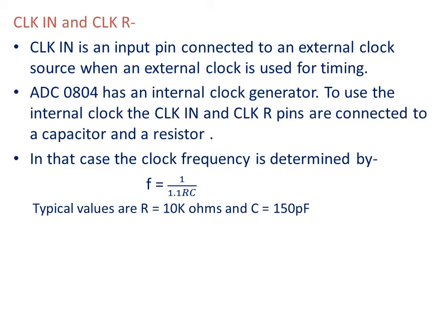In that case, the clock frequency is determined by the equation F is equal to 1 divided by 1.1 RC. So typical values are R is equal to 10 kilo ohm and C is equal to 150 pF. Substituting in the above equation, we get F is equal to 606 kilohertz. In that case, the conversion time is 110 microsecond. So with this, what we can say is to get the minimum conversion time, that is 110 microsecond, the requirement is R should be 10 kilo ohm and C, that is capacitor value, should be 150 picofarad.